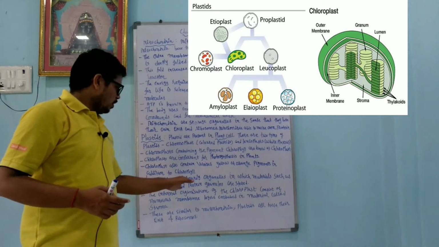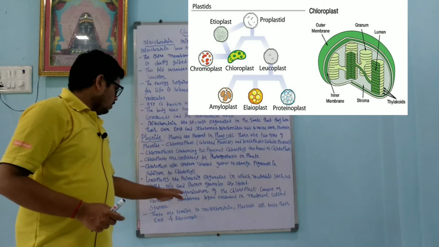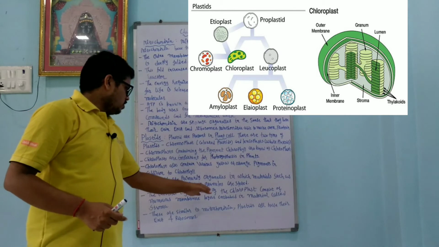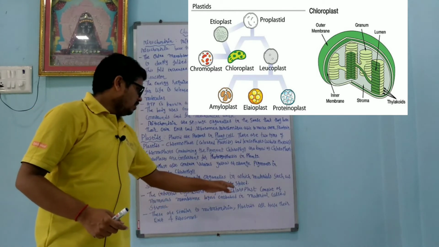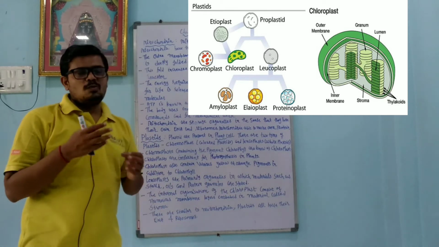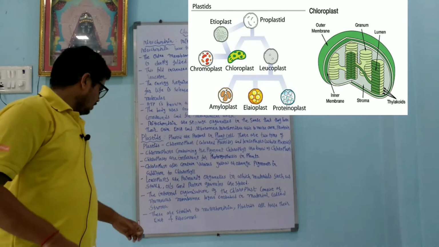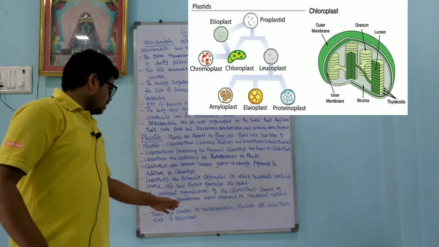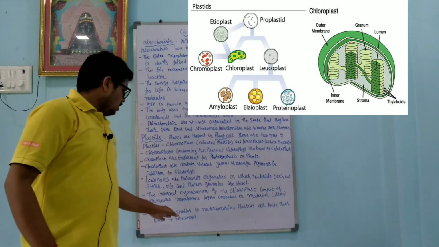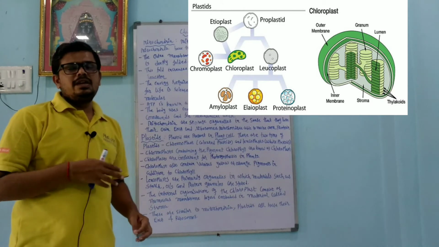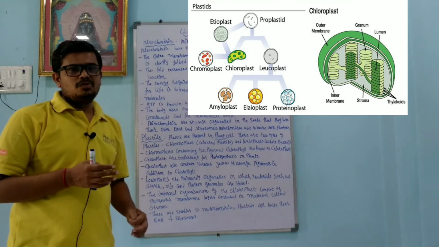It stores the starch, oil and protein. The internal organization of the chloroplast consists of numerous membrane layers embedded in the material called the stroma. So stroma is present inside of the plastid. These are similar to mitochondria. Plastids have their own DNA and ribosomes.